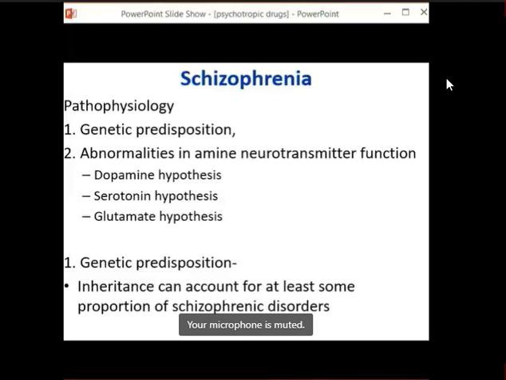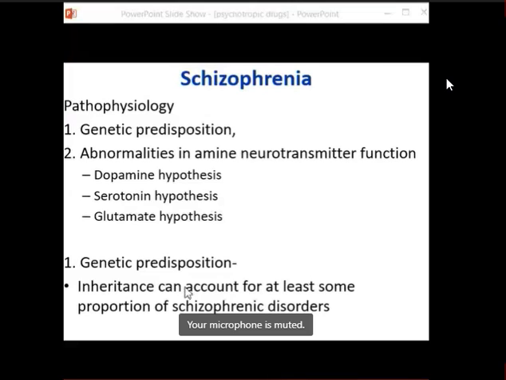Now, as for pathophysiology, there is a high belief that there is an inheritance of schizophrenia, which can account for at least some portion of the schizophrenic disorder. So in family history, if there is a schizophrenic history, there is a high chance of the offspring also having schizophrenia.